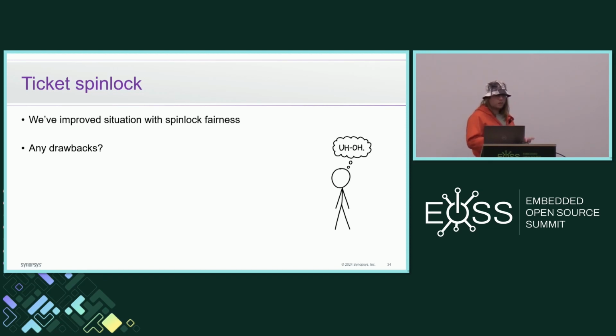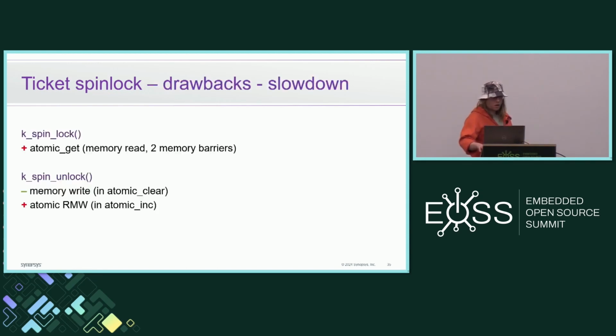Do we have any drawbacks with ticket spinlock? First thing which comes to mind is slowdown. Spinlock is the part of a code which is used often enough. We have more logic in spinlock function, so have we made some noticeable impact on the system performance?